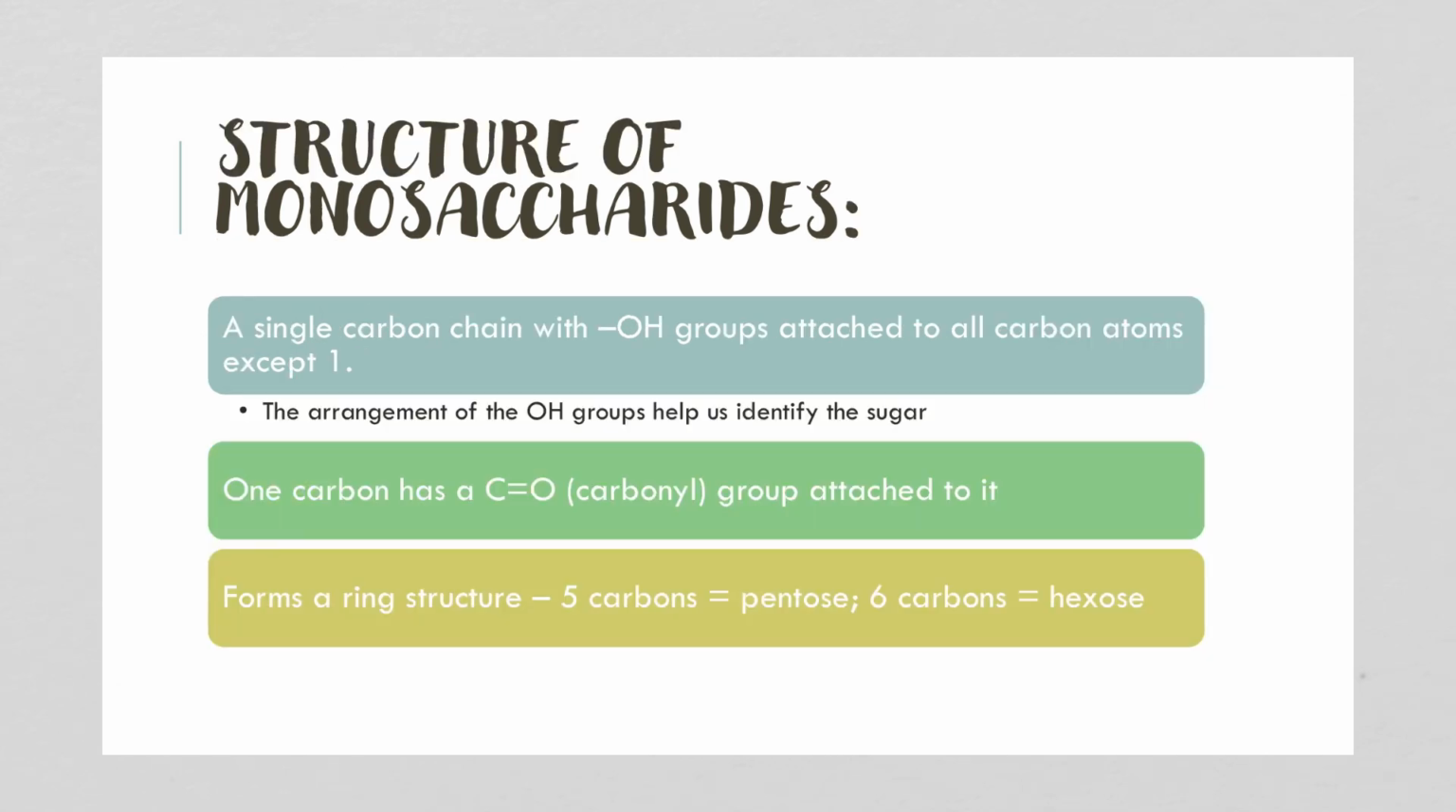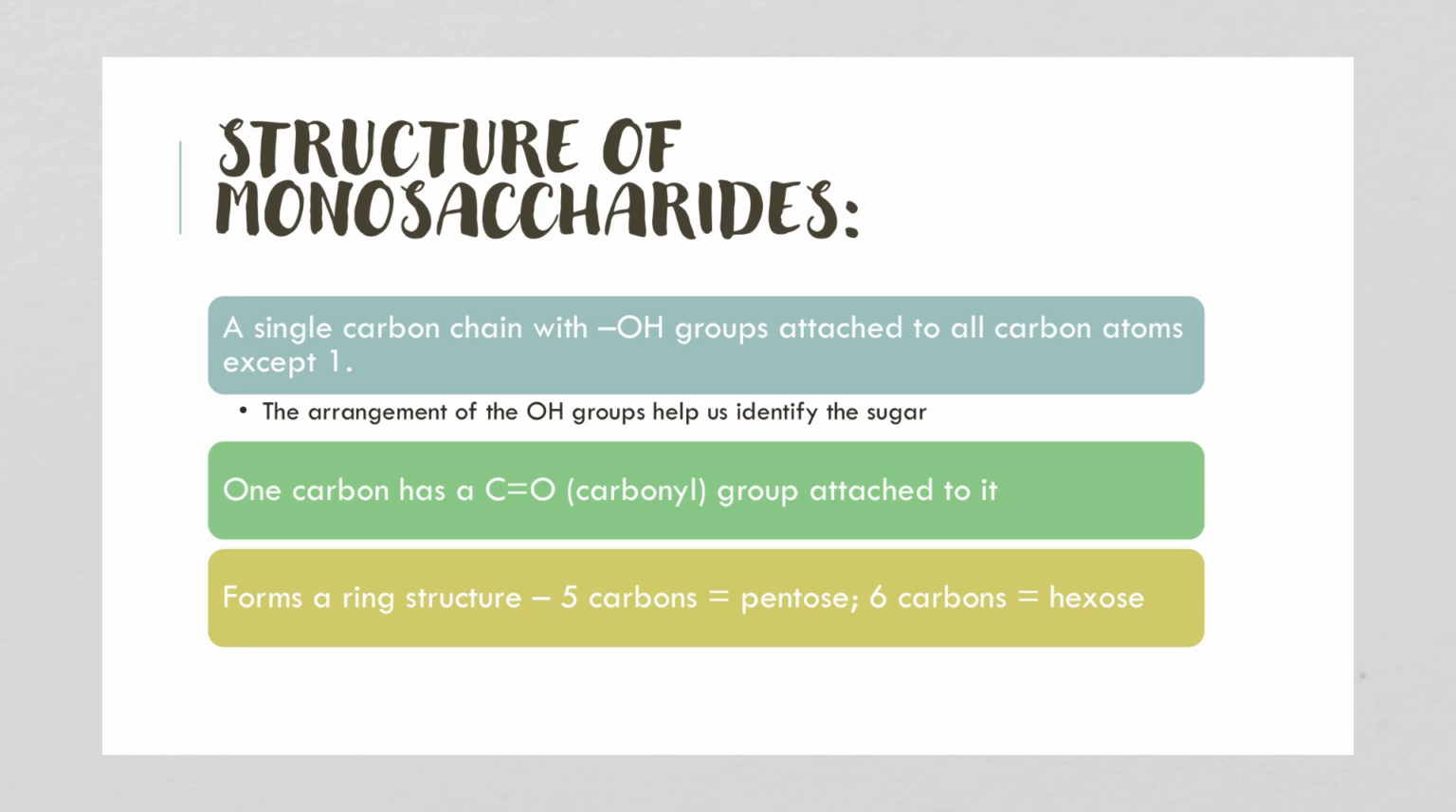So the structure of monosaccharides. They form a single carbon chain, and on every carbon there's an OH group attached to all the carbons except for one. And the arrangement of the hydroxyl groups, or the OH groups, helps us identify the sugar, and we'll see that a little bit later when we look at some examples. One of the carbons has a carbonyl group attached to it, and that monosaccharide forms a ring structure.